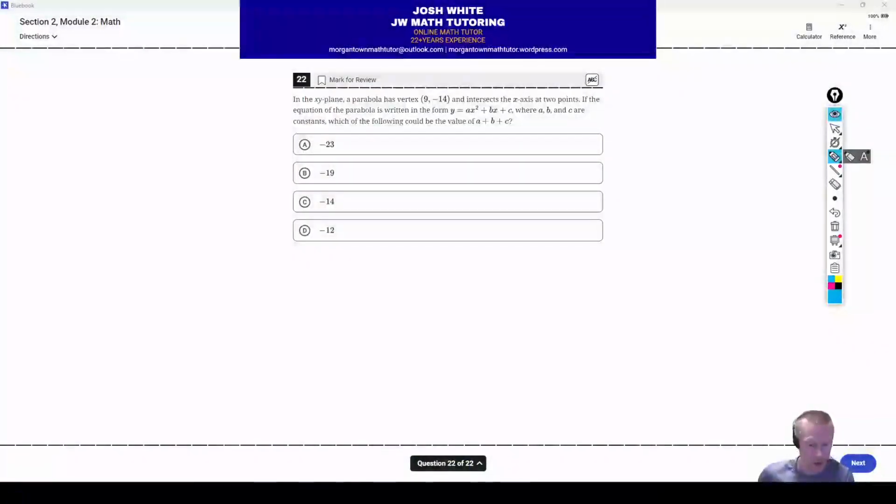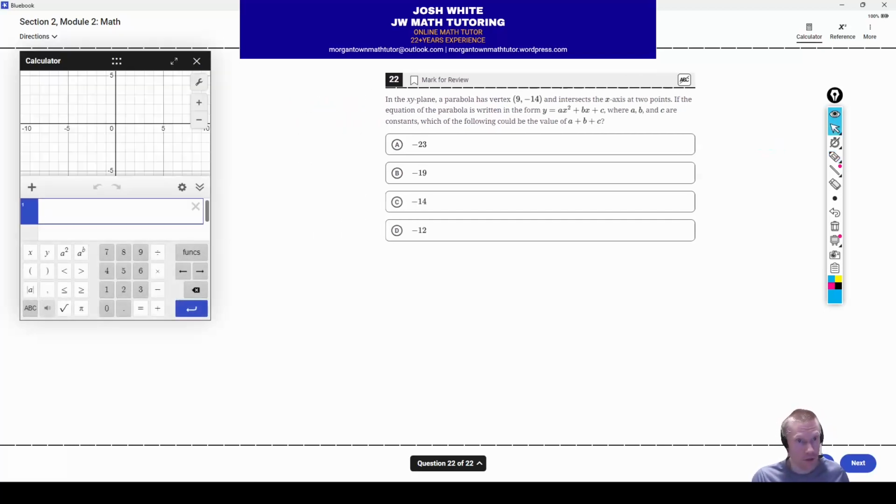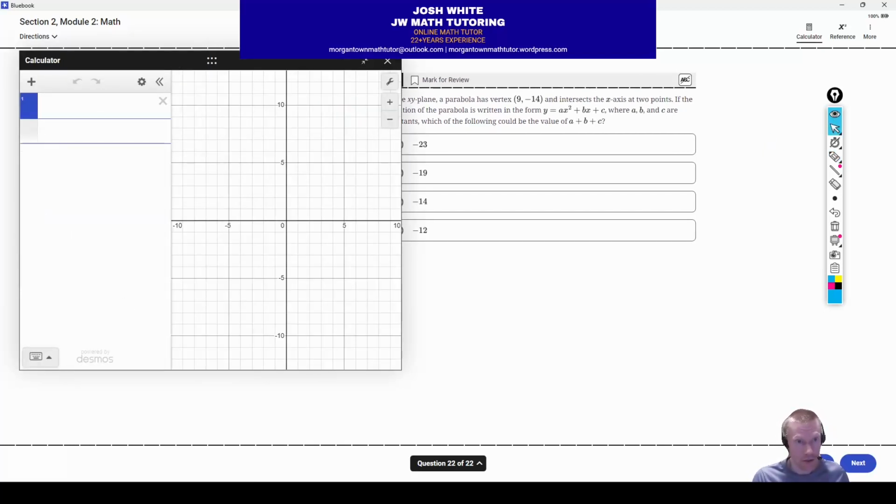Here's an alternate method you can use to solve this problem entirely in Desmos. Now, this part of the video I recorded after I recorded the initial solution to number 22, doing it by hand. I discovered that you could do this problem entirely in Desmos after the fact, so I'm just adding this in afterwards. So here is what we can do. First, bring up the Desmos calculator.